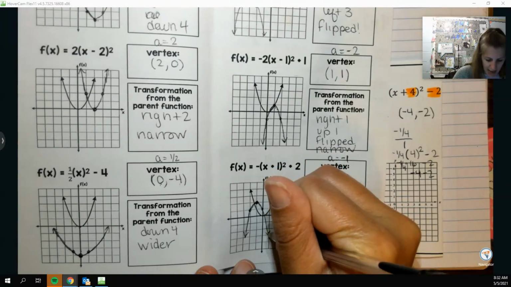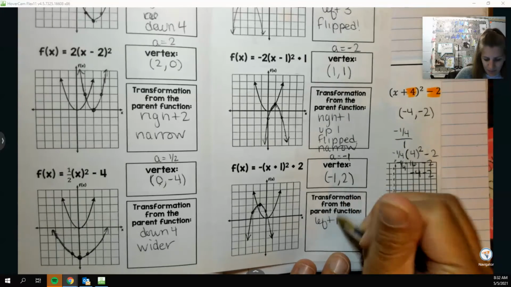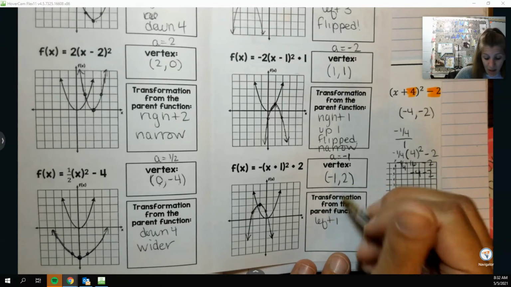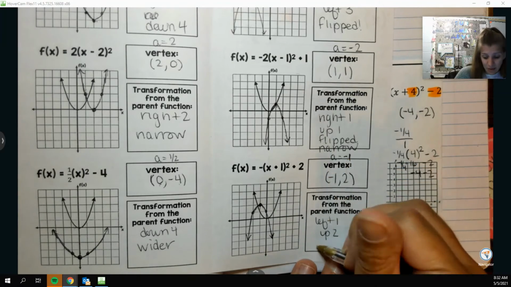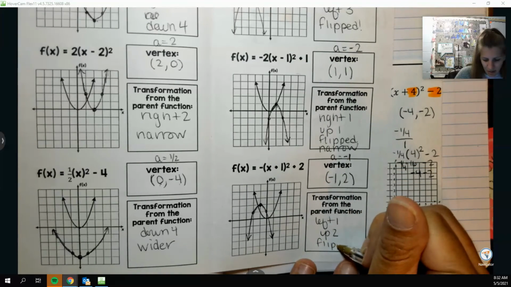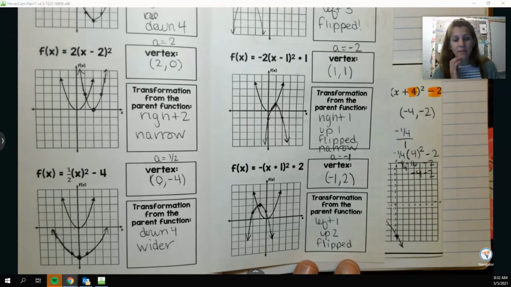And so the things that happened to this graph is it moved left 1, because it's negative, up 2, and then because this is negative, it got flipped over, but it's not any narrower or wider because it's simply a 1.